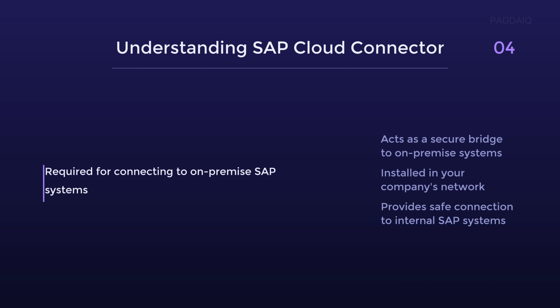Required for connecting to on-premise SAP systems. This means it securely links cloud applications to your company's internal, non-cloud SAP systems. For instance, a cloud-based HR app can safely access employee data stored in your on-site SAP HCM system. This connection is essential for integrating your existing infrastructure with SAP BTP cloud services.